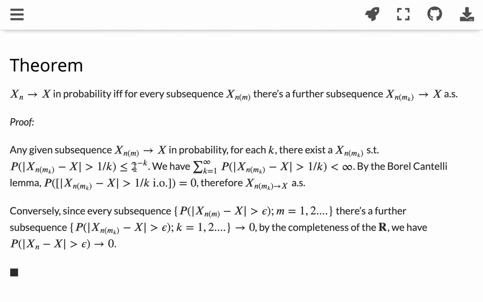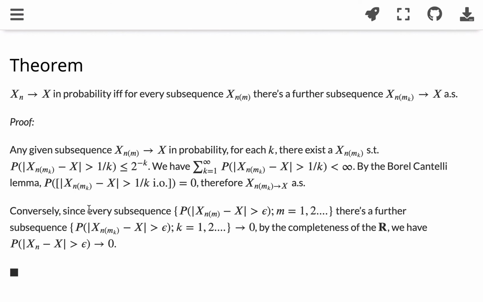And then we find that for each k, these probabilities are all less than or equal to 2 to the power minus k, so the summation will be finite. This is because the summation of 2 to the power minus k is a convergent series. And by the Borel-Cantelli lemma, we know that the probability that the absolute value of X_{n_{m_k}} minus X is greater than 1 over k infinitely often is 0. And therefore X_{n_{m_k}} converges to X almost surely.